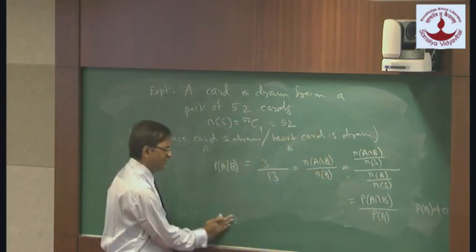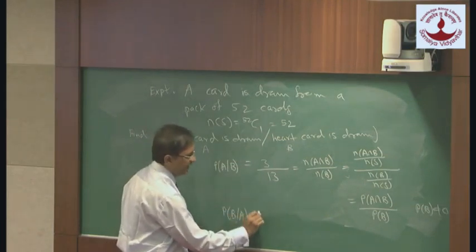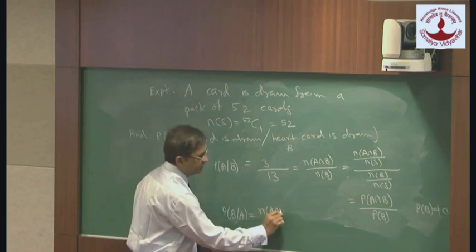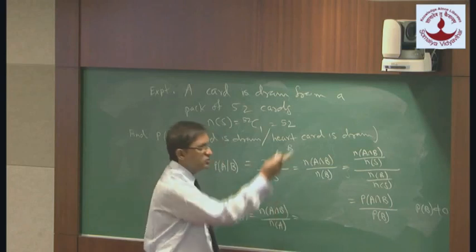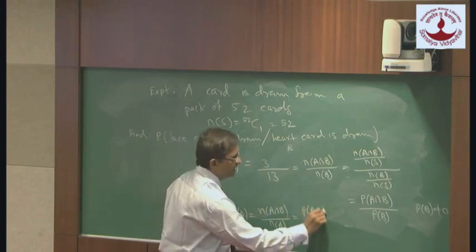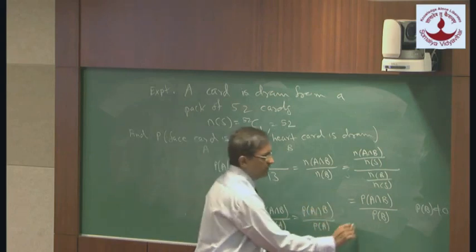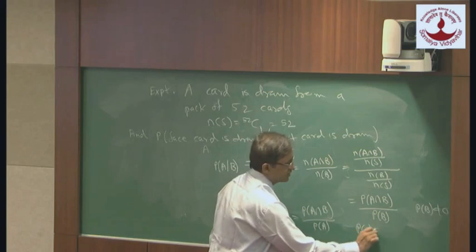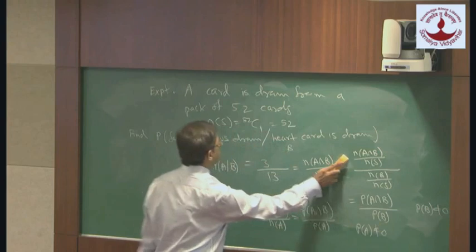Or you can put it the other way: probability of B given A is n(A intersection B) divided by n(A), or divide both numerator and denominator by n(S), you will get probability of A intersection B upon probability of A, assuming this denominator probability of A is not equal to 0. Okay. We can prove this result using a Venn diagram also.